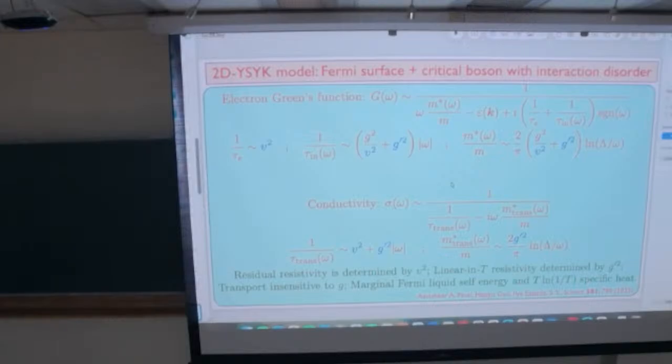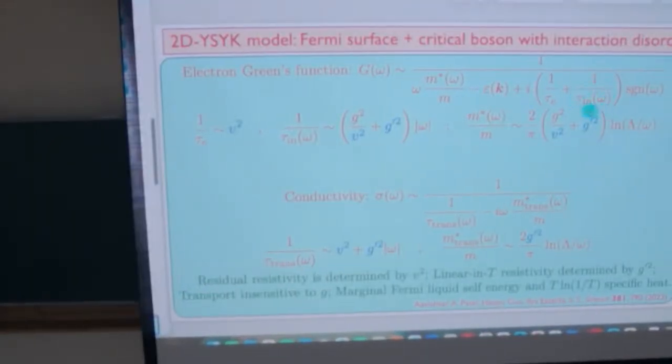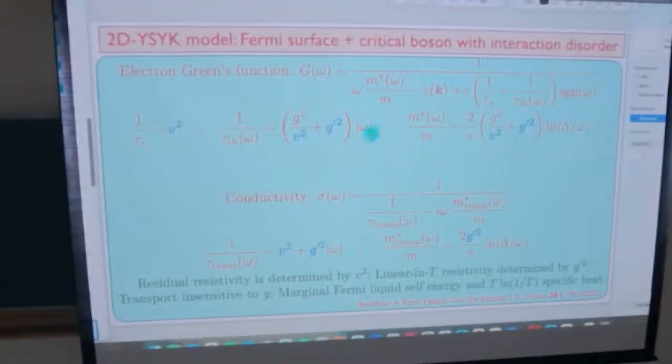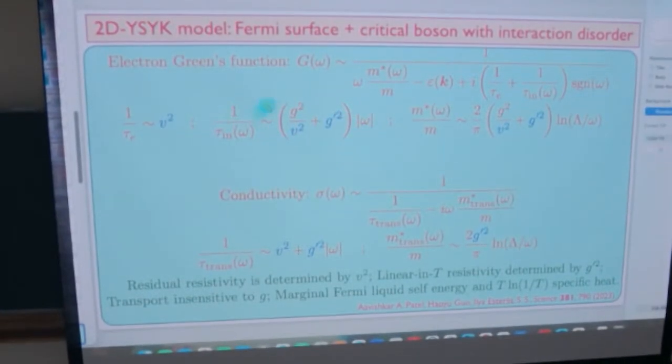First of all, if you look at the electron Green's function, it's what's called a marginal Fermi liquid, meaning that it has some inelastic scattering rate, which is a linear function of frequency or temperature. And this scattering rate for the electron Green's function comes both from the Harris disorder G prime and also from the impurity disorder, whereas the effective mass gives you this log form.